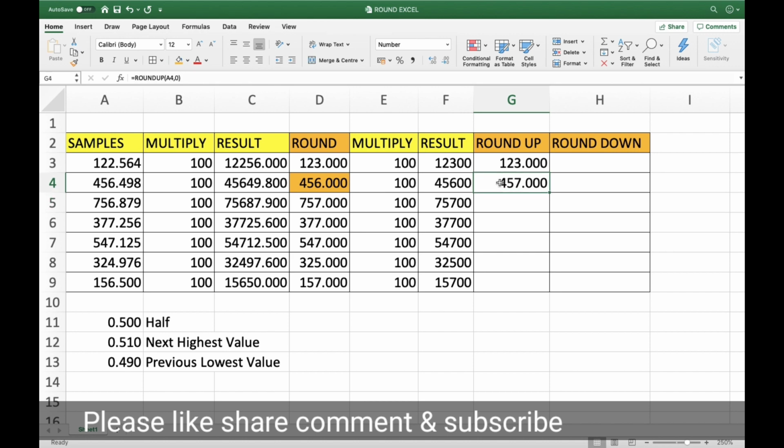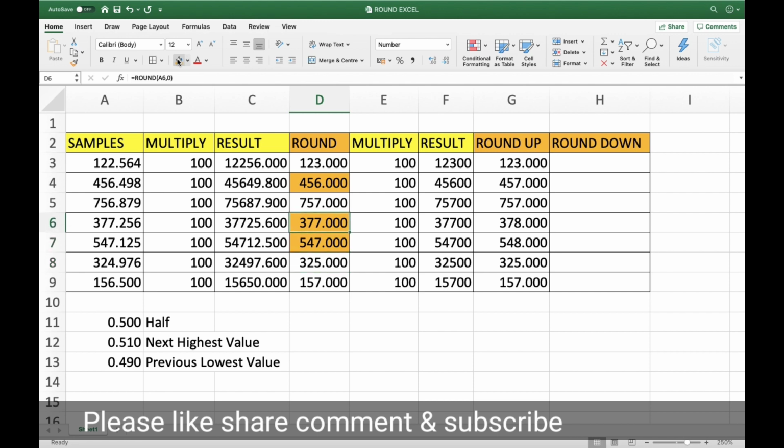Okay, so I copy this and paste it. See here also, when we just round it, it gives 377. When we do a round up formula, it gives me 378. Same goes here.